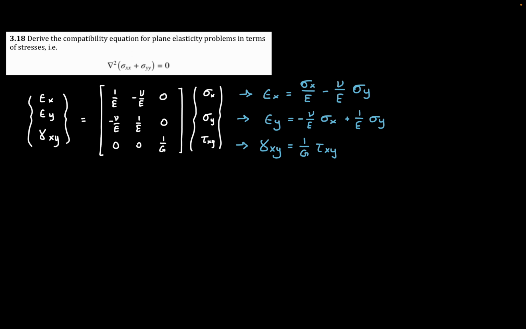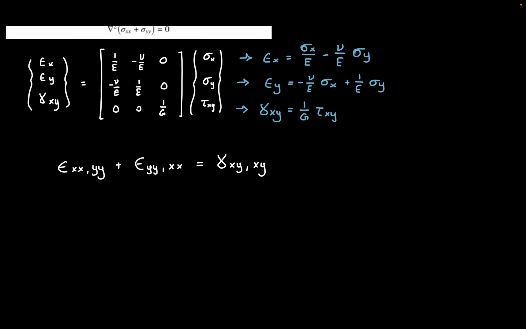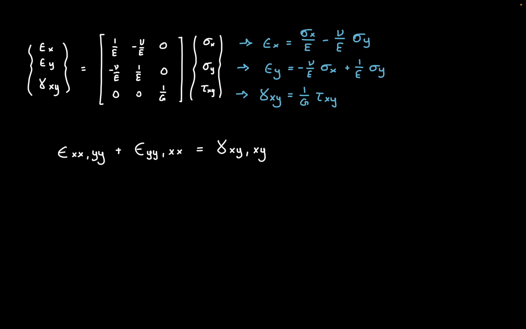So now, one compatibility equation that we can write out is that the double derivative of epsilon xx with respect to y plus the double derivative of epsilon yy with respect to x is equal to the double derivative of gamma xy with respect to x and y. And now let me write this out. Let's use red here.